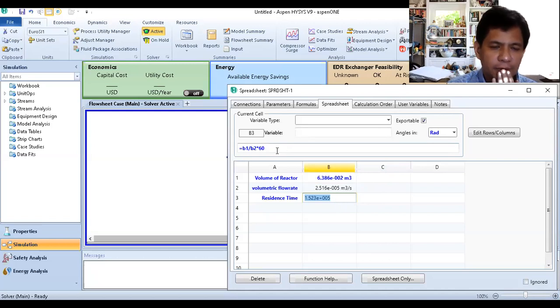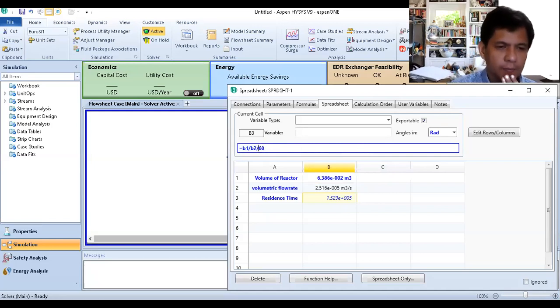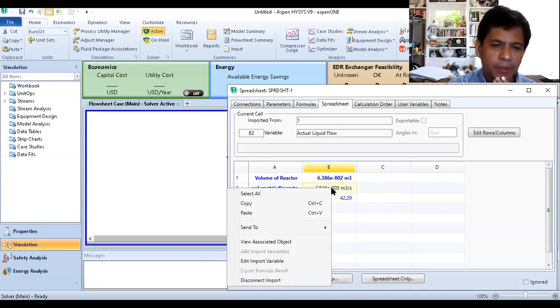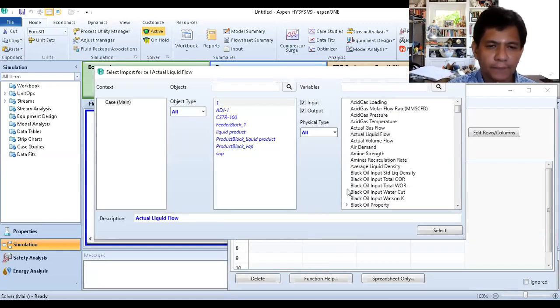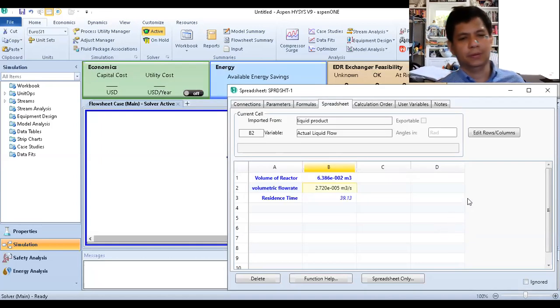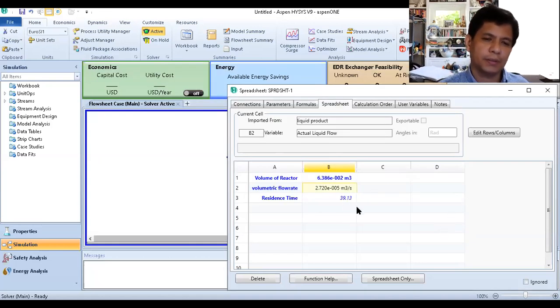Ito, per second na to. So, dapat divided by per minute ito. It's the difference between the unit. Dapat divided by. So, ito pag sa feed mo binase. Pag sa product mo naman binase, 42.29. Pag sa product, so yung product is liquid product. Ayun. Actual liquid product, yung pinag-base, na 39.13.